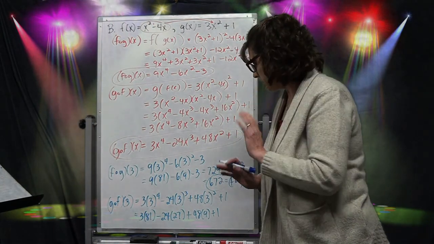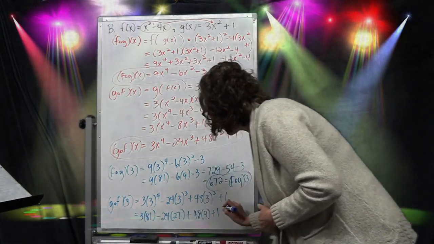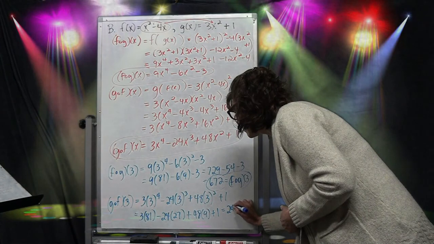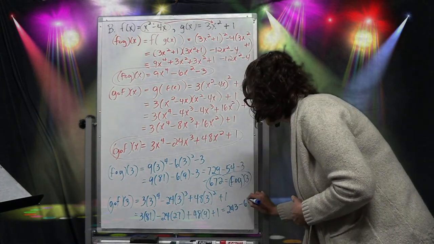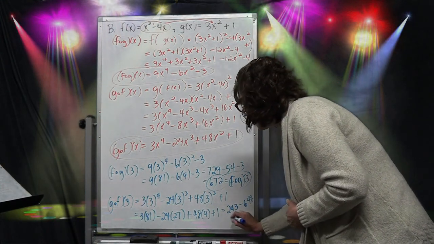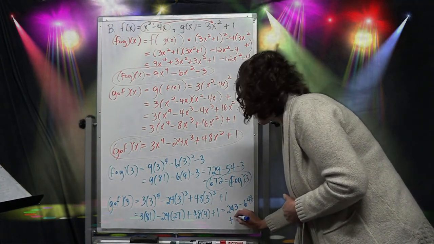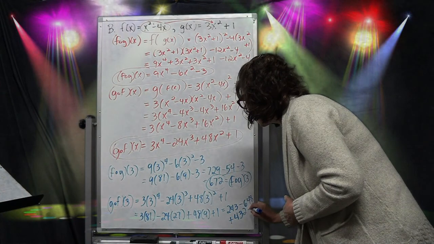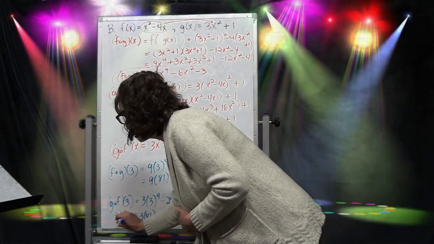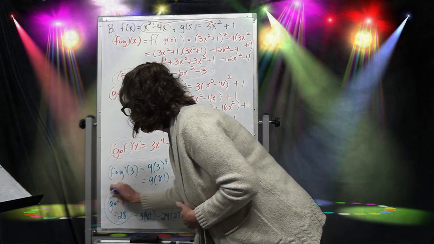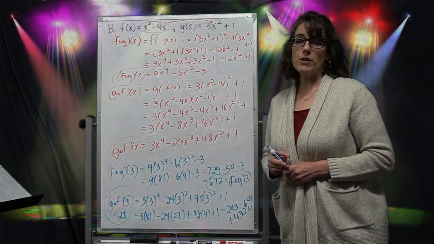And here again, I'm going to speed myself up a little bit. When I do this multiplication, I get 243. This multiplication, I get 648. This multiplication, I get 432. And when I combine all of these up, I get a simple little 28. So my g of f of 3 is 28.